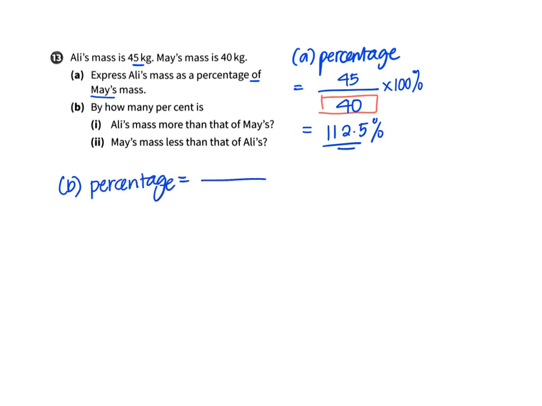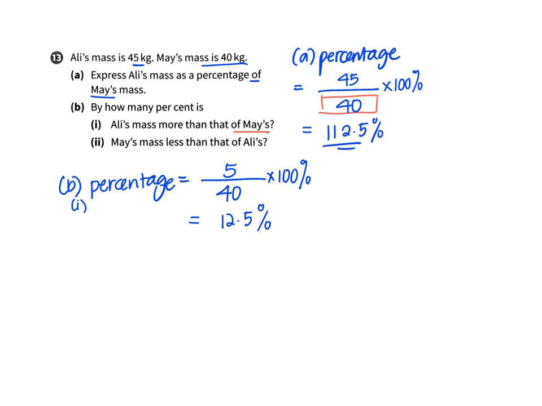The percentage still needs to be over something. What's going to be the base? I know that the difference is 5 kg, but what's the base? They want Ali's mass more than that of May. "Of May" means I want May's weight as the denominator, the base value. So this will be 5 out of 40 times 100%, and that gives us the answer of 12.5%. If you put the wrong denominator, the wrong base value, the answer will be very different.